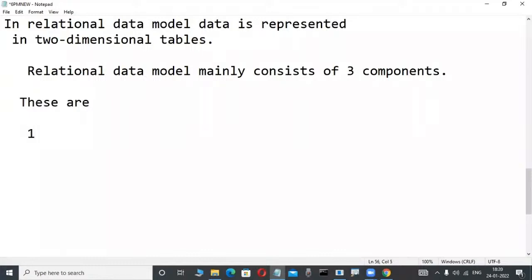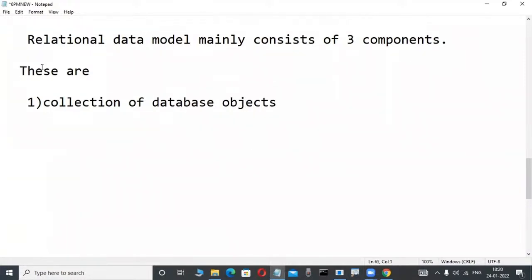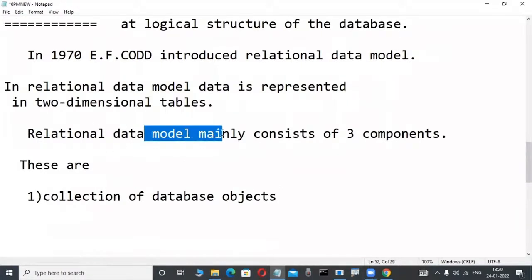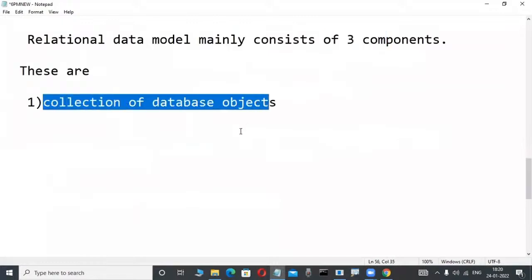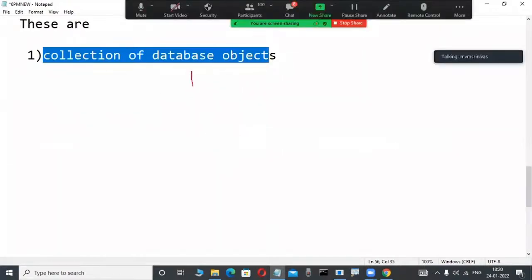What is the first one? A simple collection of database objects. In software like Oracle, SQL Server and DB2, a collection of database objects is available. This is what we learn daily. Slowly observe here: the relational data model mainly consists of three components. The first one is a collection of database objects. Collection of database objects is dead easy.